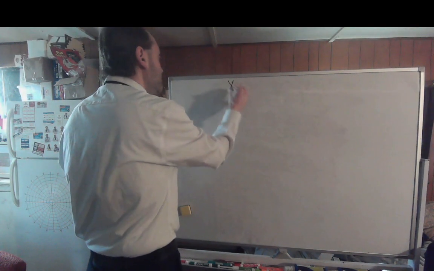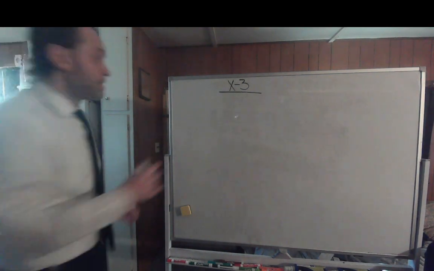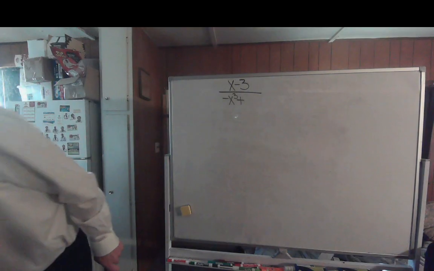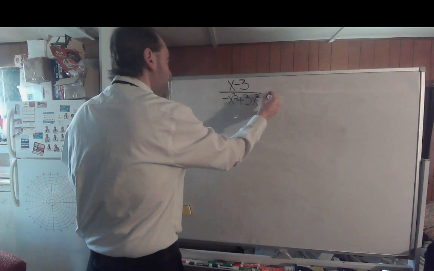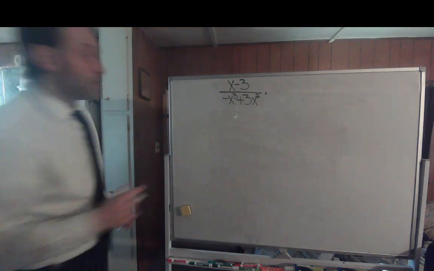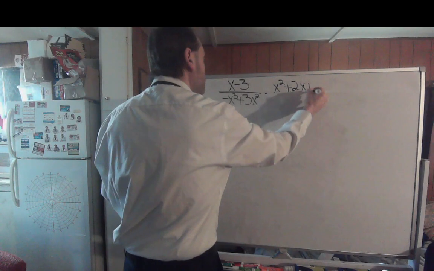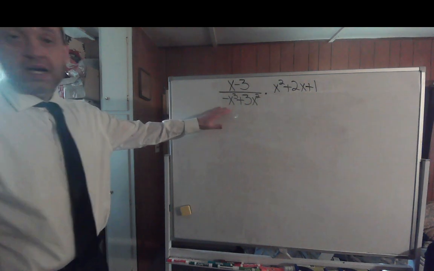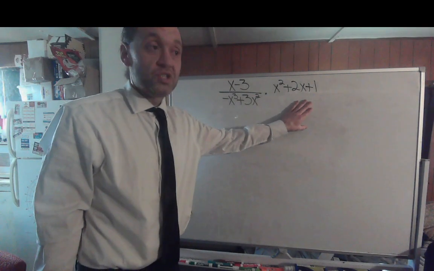Alright, so we got x minus 3 divided by negative x to the third plus 3x squared, all that times x squared plus 2x plus 1. Alright, so we have x minus 3 divided by negative x to the third plus 3x squared, all that times x squared plus 2x plus 1.